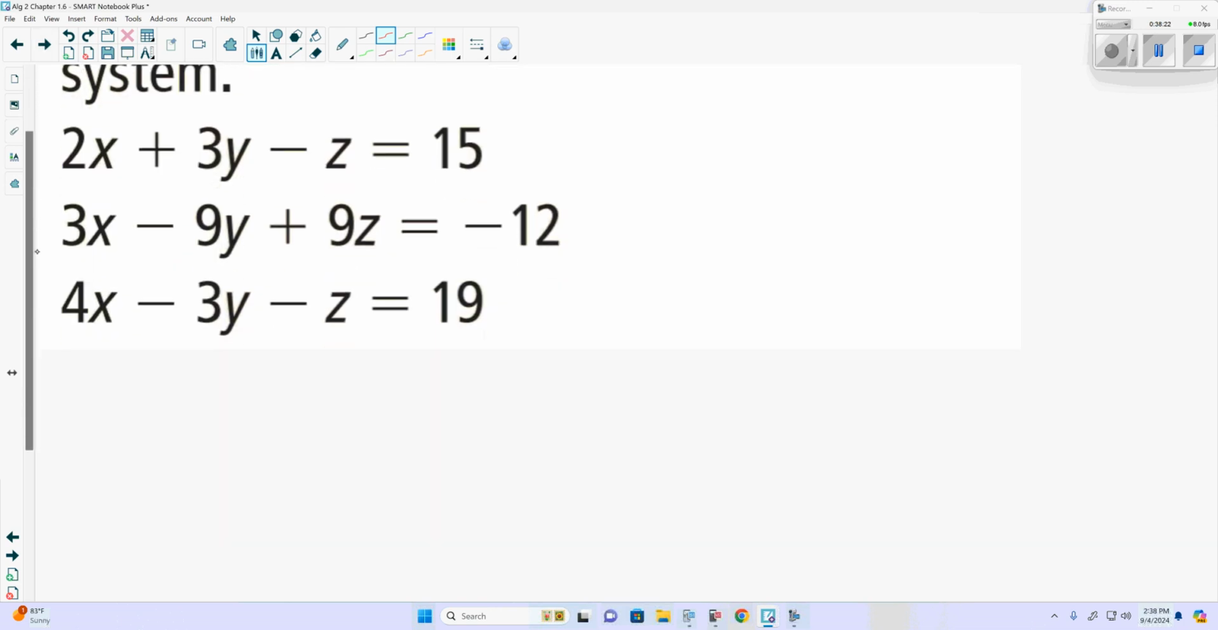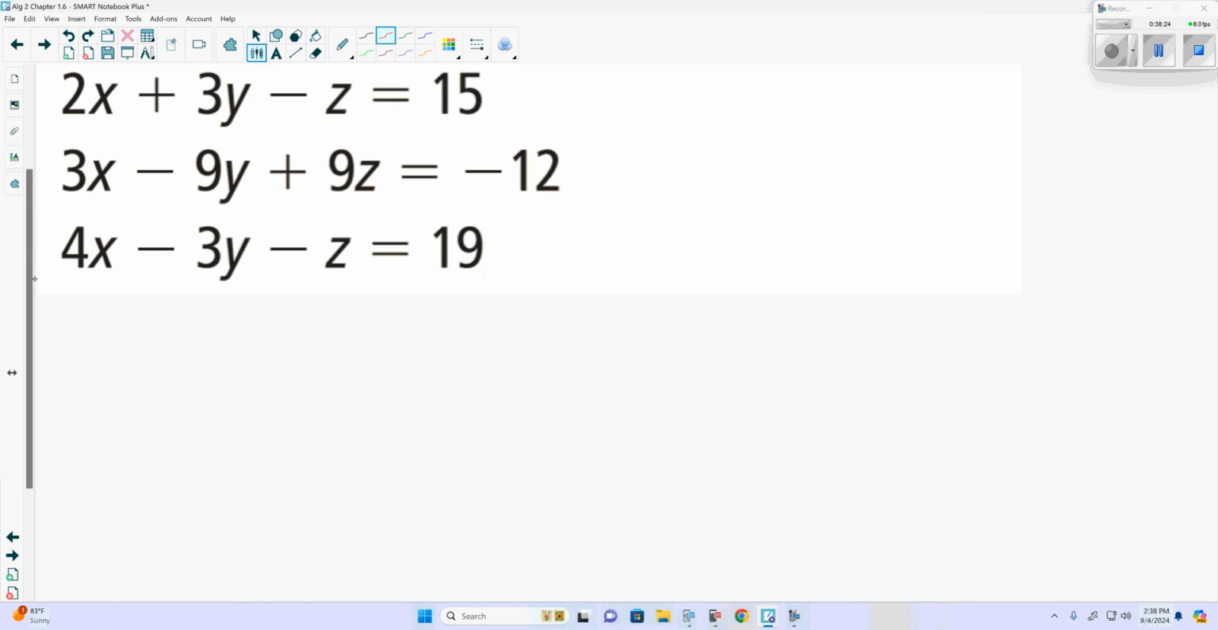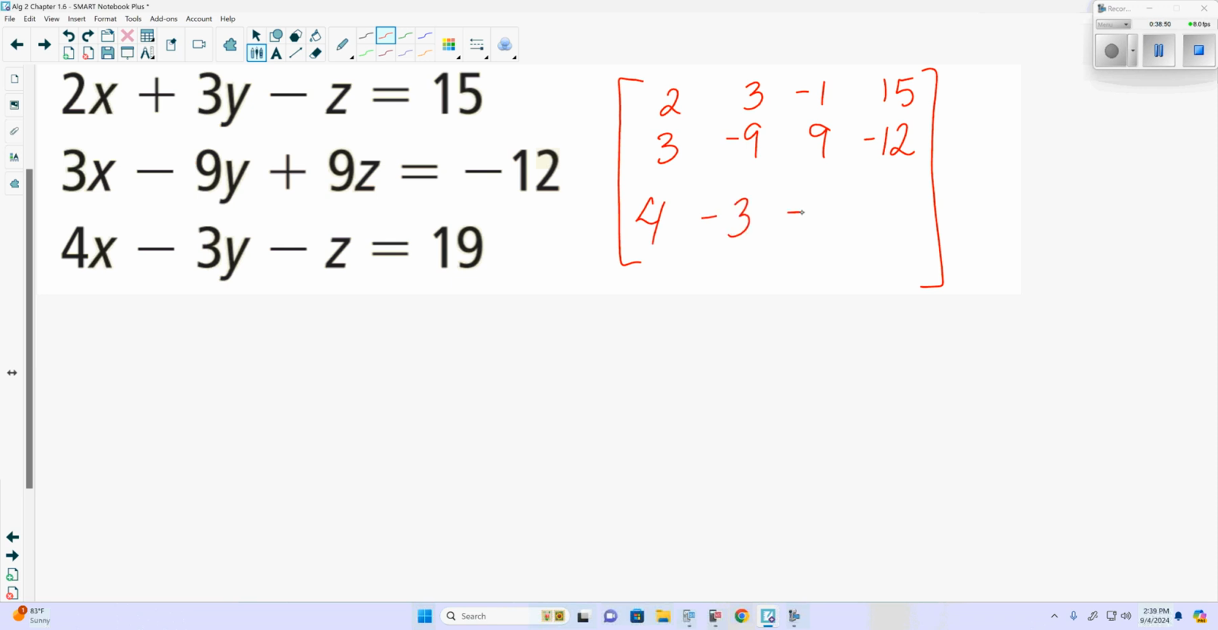So was the negative 1, 1, 2 the answer? Negative 1, 1, 2, yes. So I got this now, though. Let's look at this one here. Let's do this again. So the first thing we'll do is write this in an augmented matrix: 2, 3, negative 1, 15; 3, negative 9, 9, negative 12; 4, negative 3, negative 1, 19. So the first thing we want to do before typing this in is writing this as an augmented matrix.